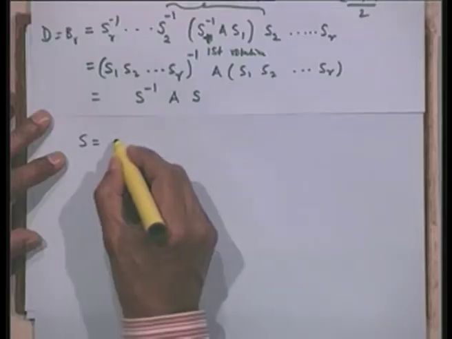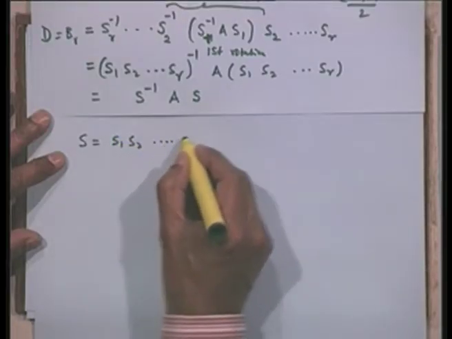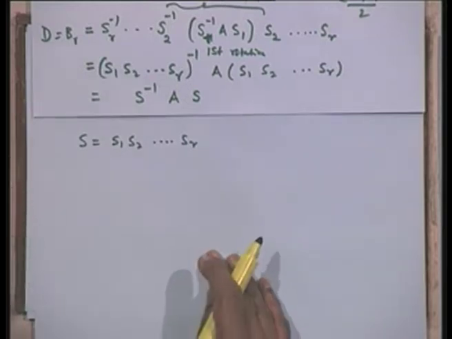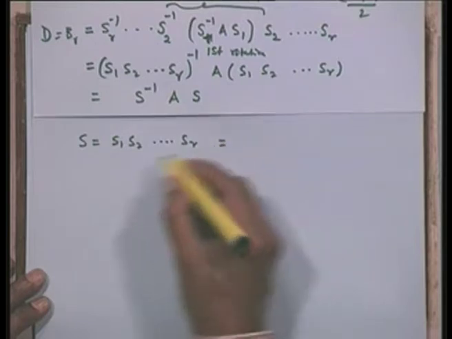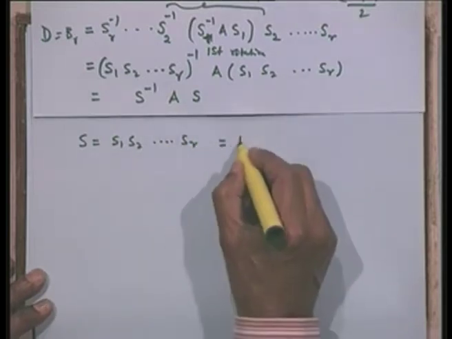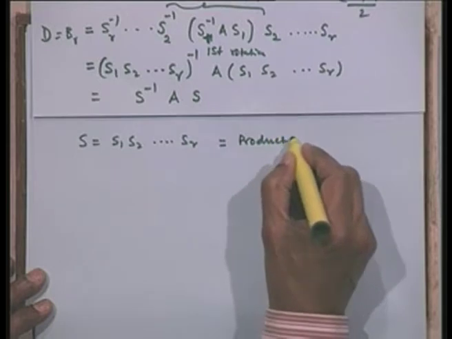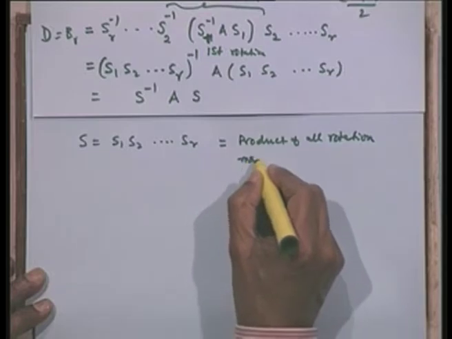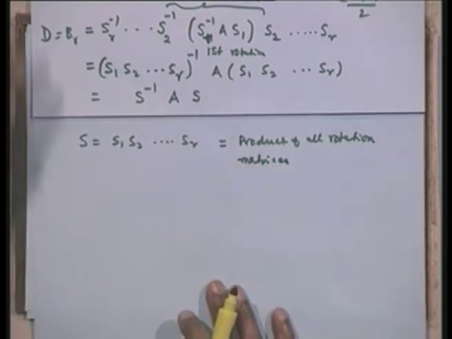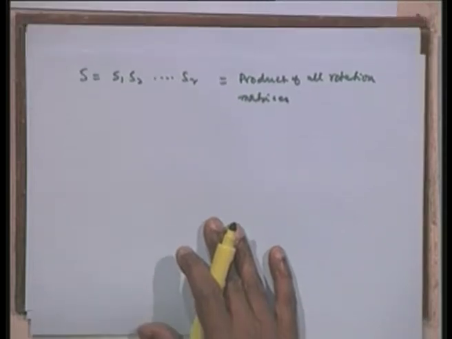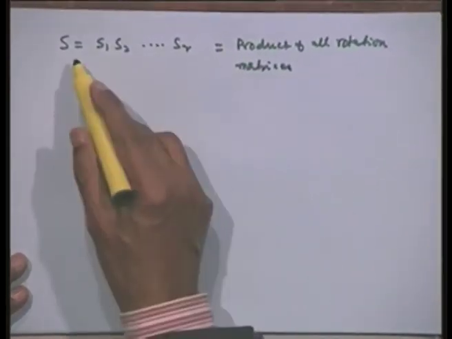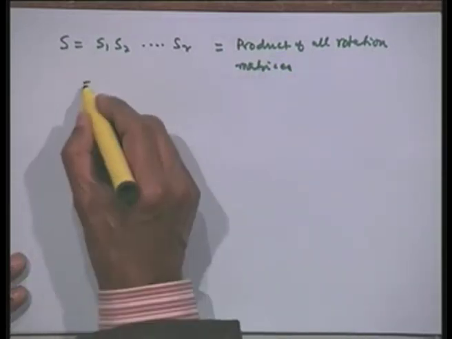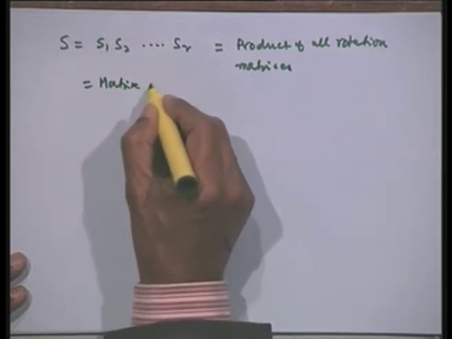Therefore, where our S is equal to S1, S2, so on SR. This is the product of all rotation matrices that we have used. Now, I have got the final matrix, the product of all matrices. This is the matrix of eigenvectors.